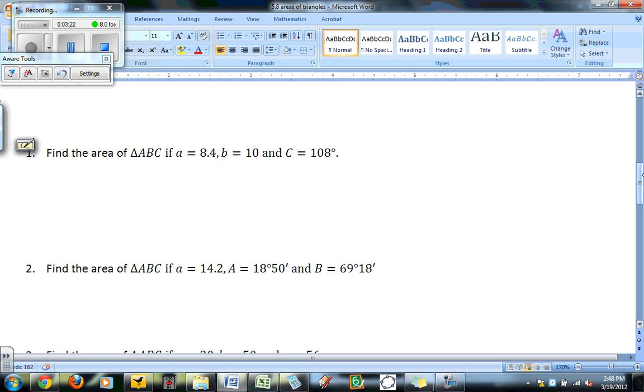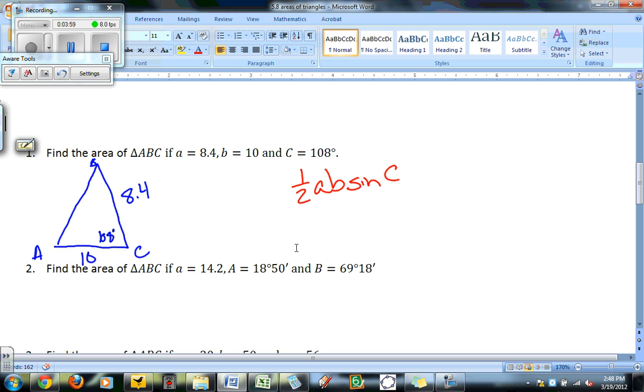Number 1 says, find the area of triangle ABC if a is 8.4, b is 10. So first of all, let's figure out what they give us. They give us side, angle, angle, or angle, side, anything like that. So I'll label it A, B, and C. Side a has a length of 8.4, side b has a length of 10, and C has an angle measure of 108 degrees. So they give us side, angle, side, which is that first set of formulas that I gave you. And that was what, 1/2 times ab sine of C, right? Something like that.